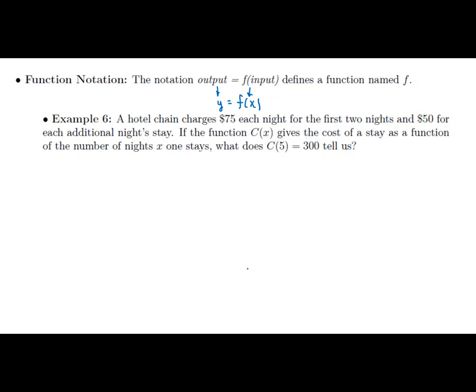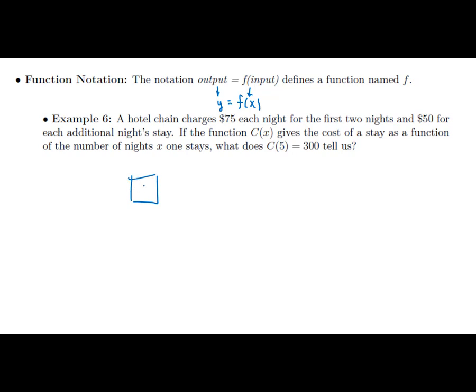Okay. And to help us get a handle on this, let's look at this example. It says a hotel chain charges $75 each night for the first 2 nights and $50 for each additional night stay. If the function c of x gives the cost of a stay as a function of the number of nights one stays, what does c of 5 equals 300 tell us? Now, you may feel real comfortable writing a sentence immediately as to what that means, but let me break this down a little bit using the diagram we've been using here.